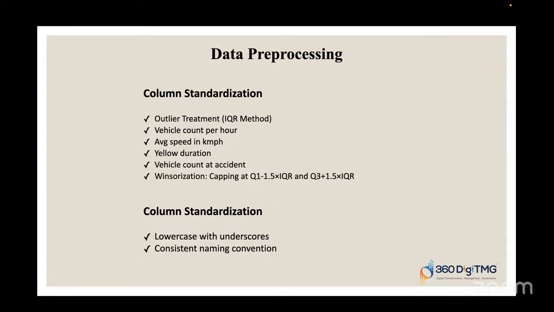After cleaning the data, we standardized the columns. If there are outliers in vehicles count per minute, we detected the outliers through the IQR method, for vehicles count per average speed, yellow signal durations, and vehicles count at accident time. We also did the winsorization where there were outliers, so we did the winsorization of those particular columns.